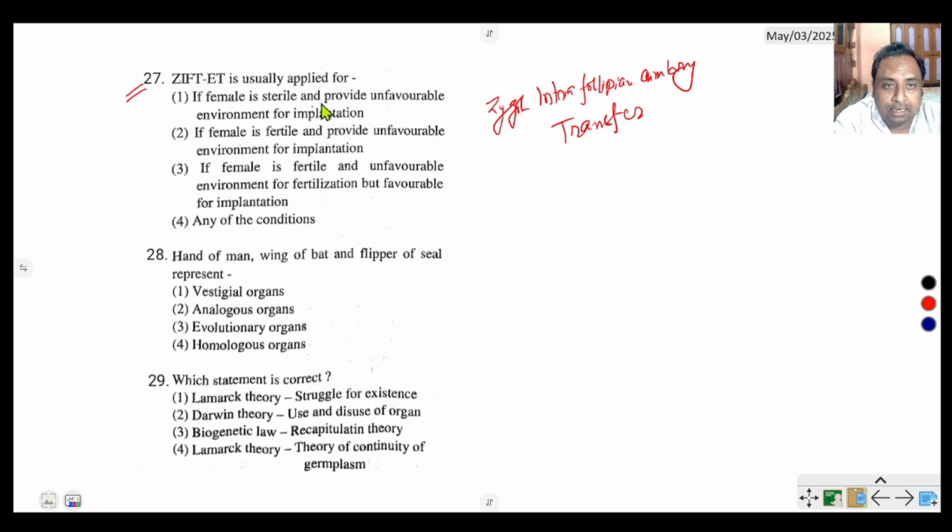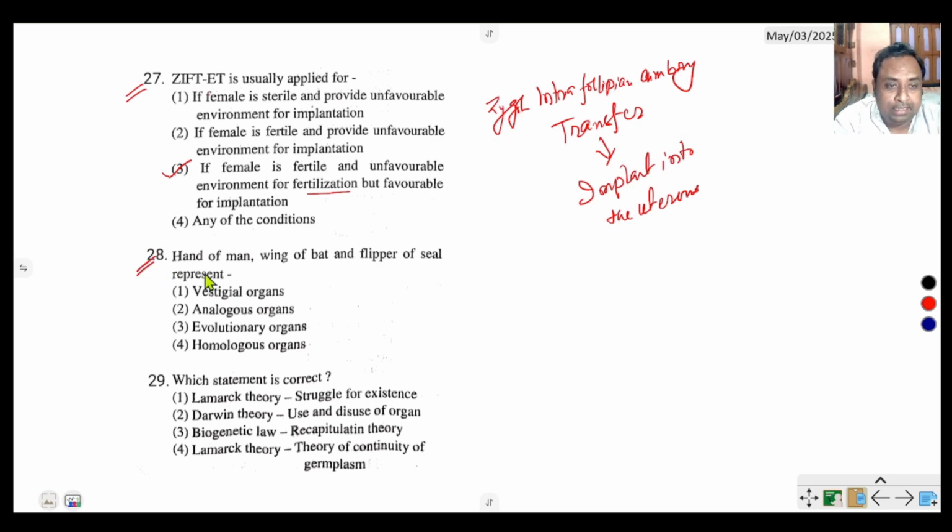Because the female is fertile but provides an unfavorable environment for fertilization, yet favorable for implantation. When this embryo is transferred, it implants into the uterus. That means the female body is favorable for implantation but non-favorable for fertilization. That is question answer number 3.